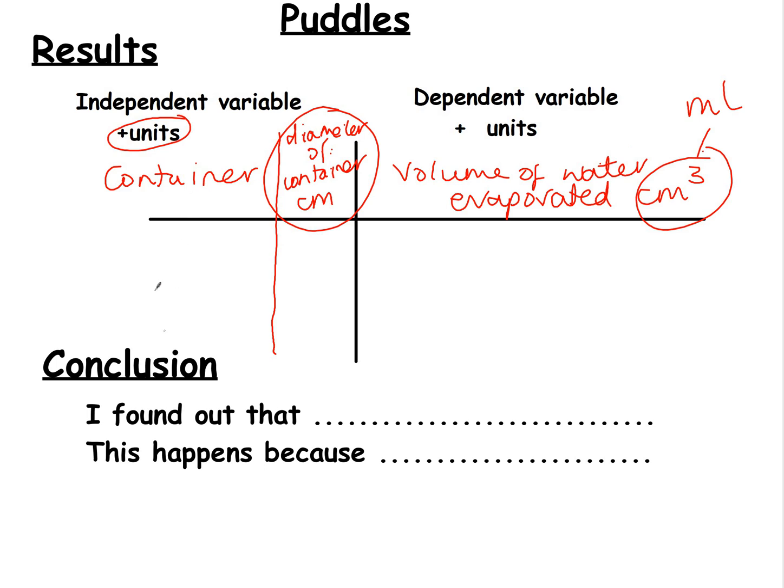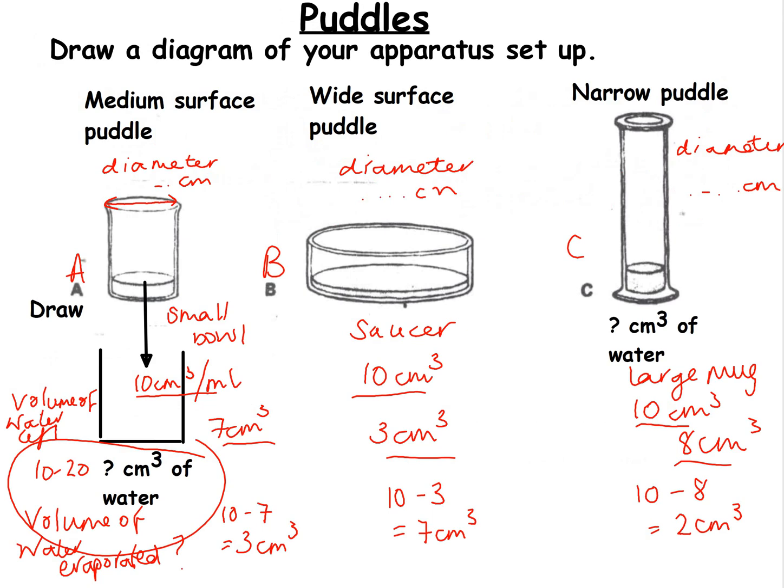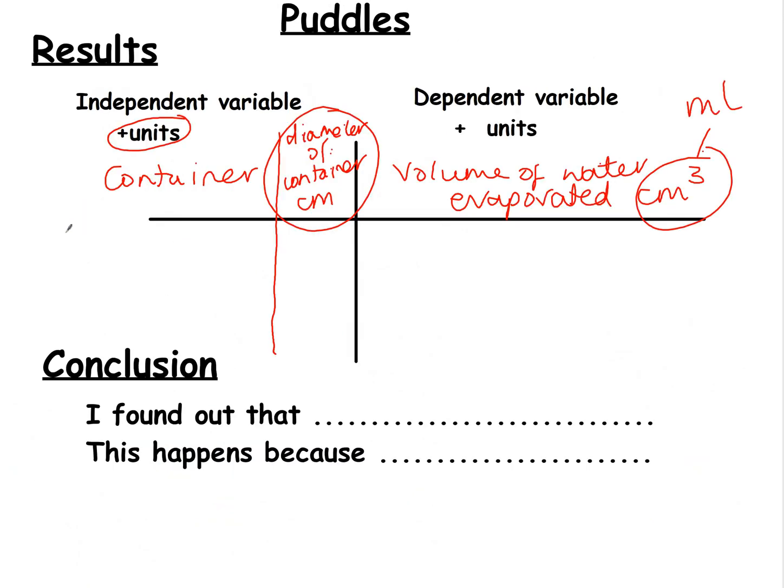So when you've filled in your table for your results, and if you can't get any results, we can always use these ones that I've got. So I've got A was my small bowl.